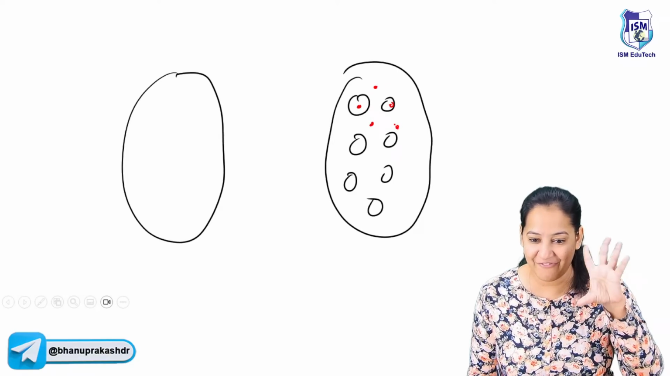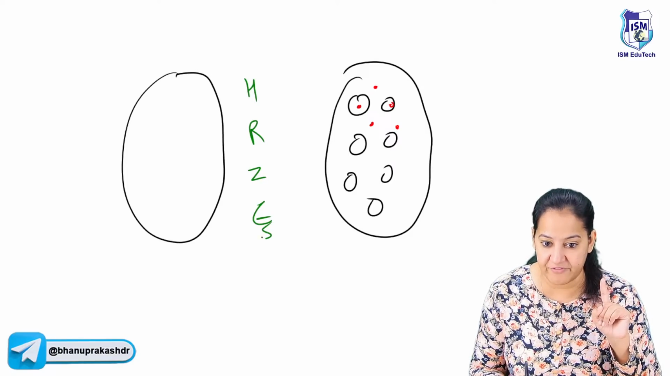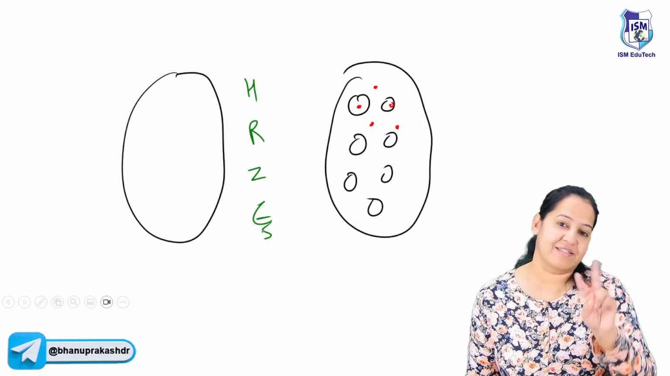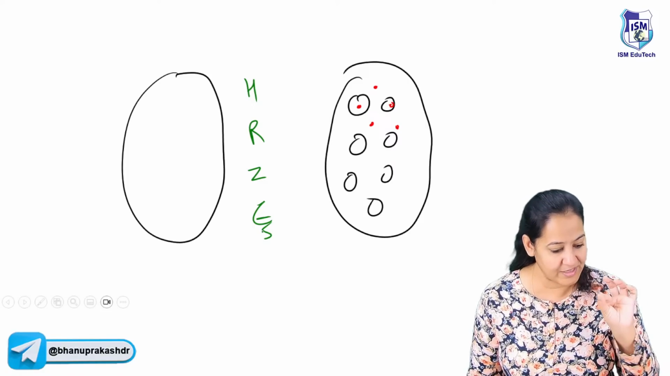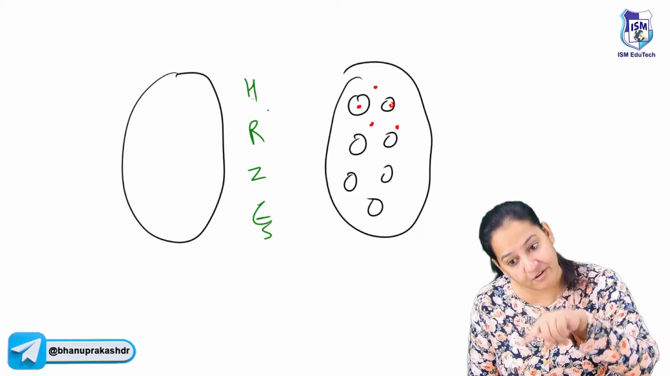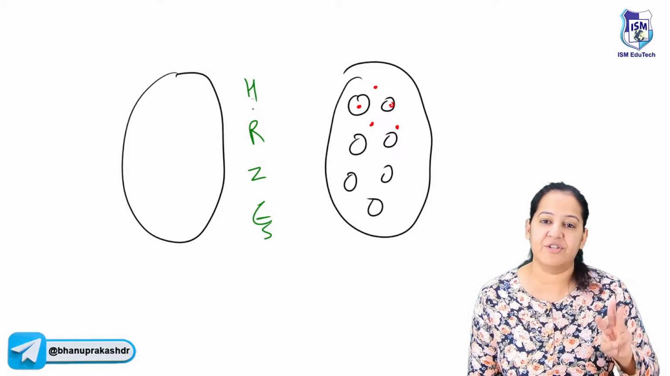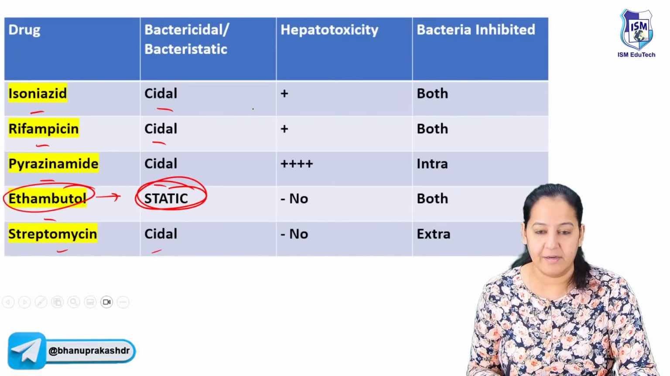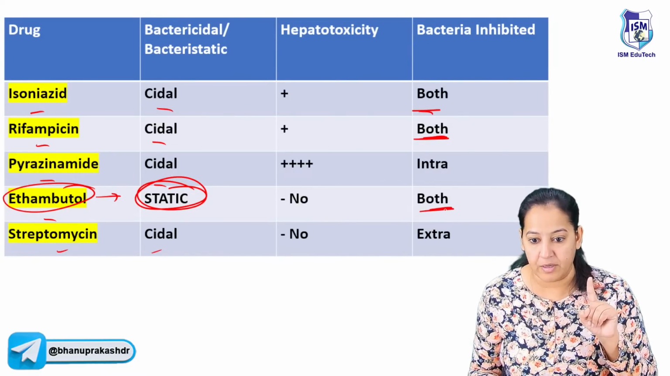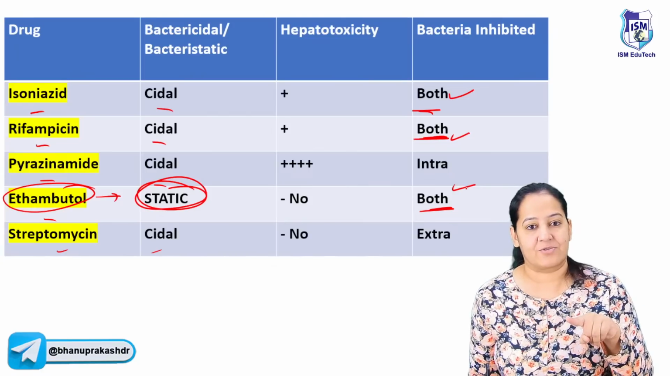Now, we have 5 drugs, HRZES. Which among the 5 drugs kills intracellular bacteria, which kills extracellular bacteria, and which kills both? You are getting my point? You also get questions on that. Please learn: isoniazid, rifampicin and ethambutol. These 3 drugs kill both, intracellular as well as extracellular.